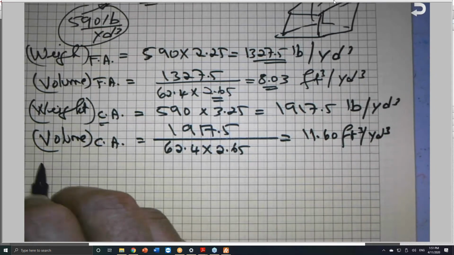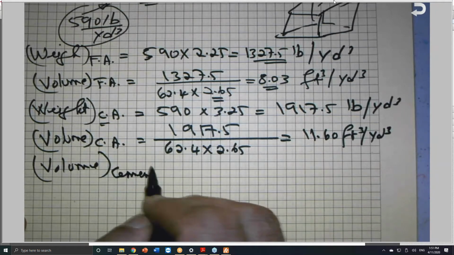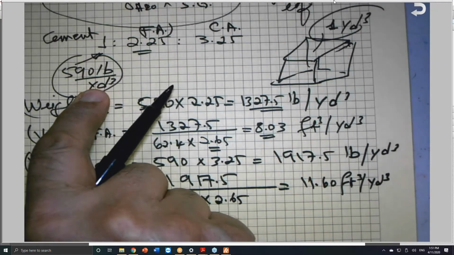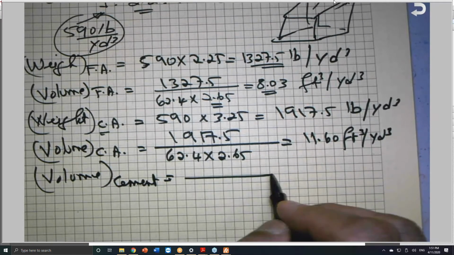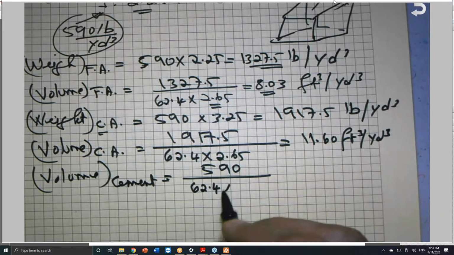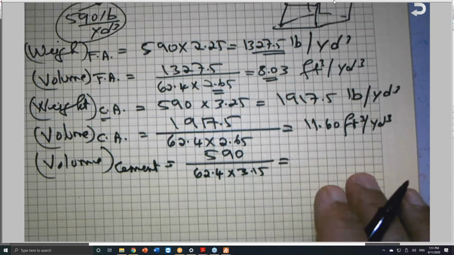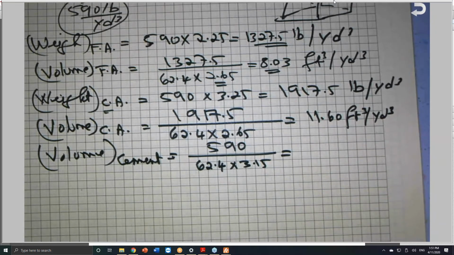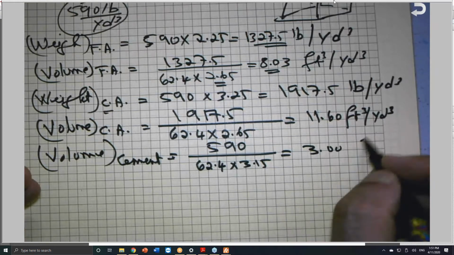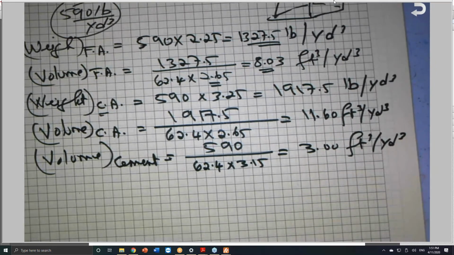Can I get the volume of the cement? Yes. He told me there are 590 pounds per cubic yard, so I will take the 590 divided by 62.4 times the specific gravity for the cement, which is 3.15. So it is 590, enter, 62.4 divided, 3.15 divided, so it's 3.00 cubic feet per 1 cubic yard. So I have 3 volumes now.